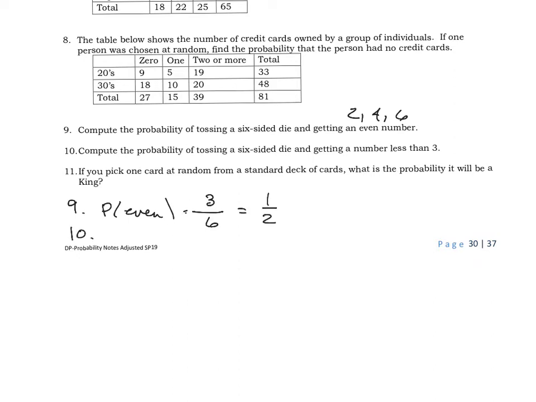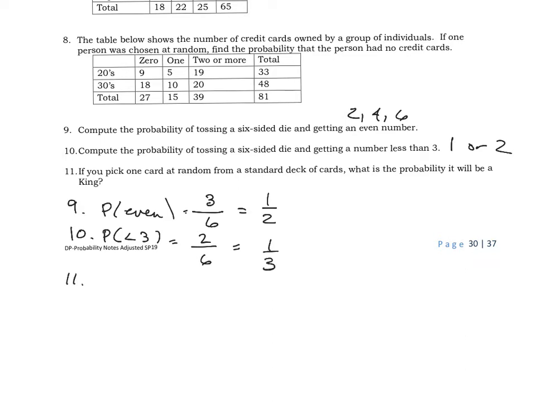10. Compute the probability of tossing a 6-sided die and getting a number less than 3. There's still 6 sides to the die. Number less than 3 would be 1 or a 2, so that's 2 choices there, and that reduces to 1/3.